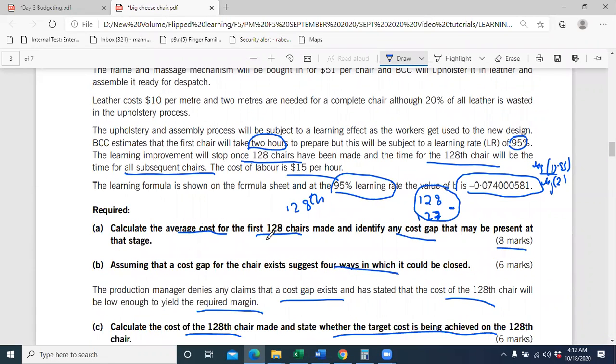Calculate the average cost for the first 128 chairs made. I already did that. And identify any cost gap that may be present at that stage. Is there any cost gap here? Tell me.